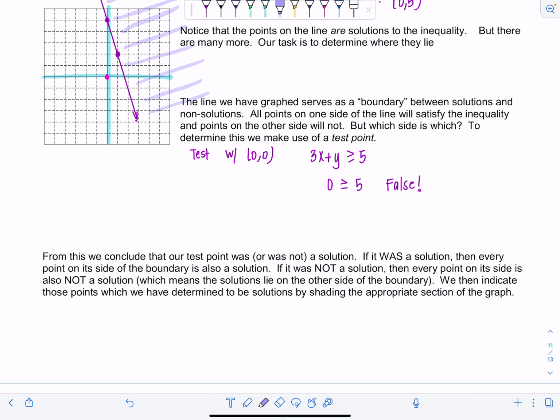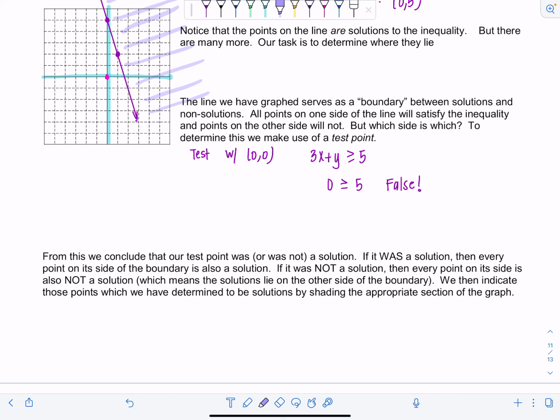Just make sure you're not using a test point that's actually on the boundary line, because that's not going to give you any information. Most of the time 0, 0 does a good job, but if your line goes through the origin, then you can't use it. And then just shade and indicate which side of the graph is part of the solution set, okay?